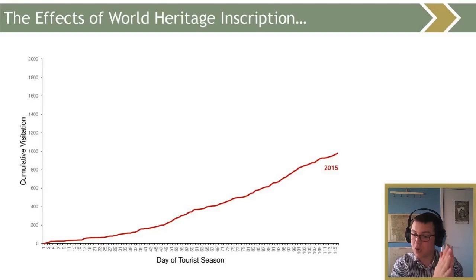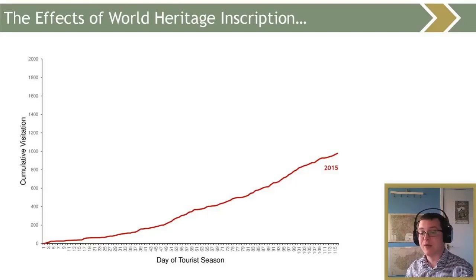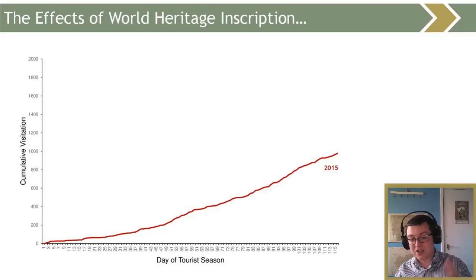And one way we can measure how important it is, and the impact of World Heritage status, is by looking at the number of people who have visited. You can see there a cumulative graph. So starting on day one of the tourist season. So these are the people who are going to visit, go on a long drive along the southern shore to Portugal Cove South.